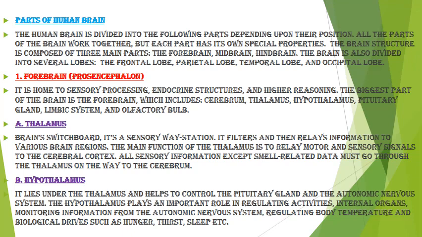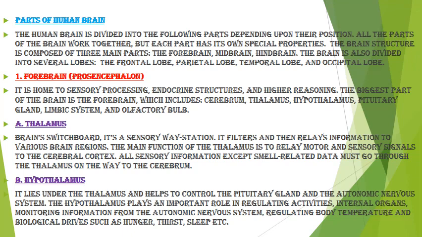Forebrain, this is also known as prosencephalon. It is home to sensory processing, endocrine structures, and higher reasoning. The biggest part of the brain is the forebrain, which includes cerebrum, thalamus, hypothalamus, pituitary gland, limbic system, and olfactory bulb. Thalamus, the brain switchboard. It is a sensory waste station.